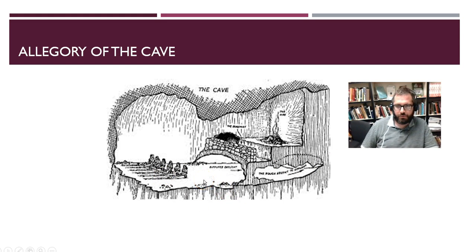So this is an allegory. Everything in an allegory represents something. Okay. So these prisoners are the people who are living the unexamined life, the people who haven't been exposed to philosophy. The fire is basically the light of the sun.